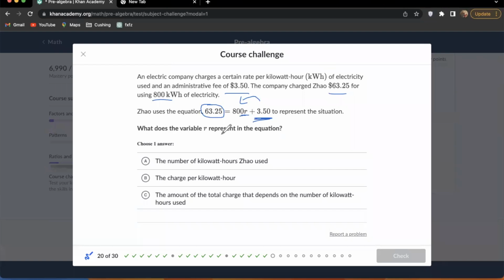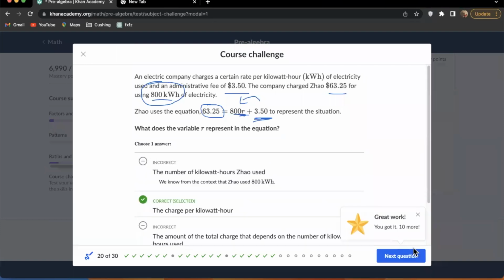It says, what does the variable R represent? It's the rate per hour of kilowatt energy. So it's like, how much did it cost per hour? So it says number of kilowatt hours. No, it's not the per hour. It is the charge per kilowatt hour.